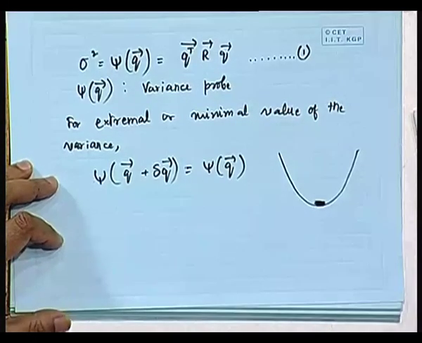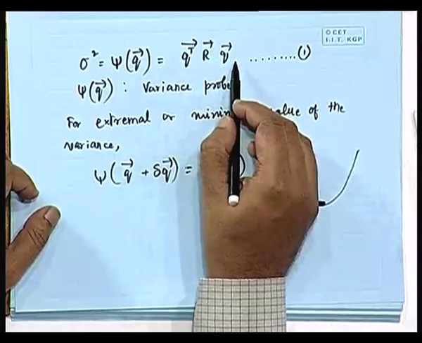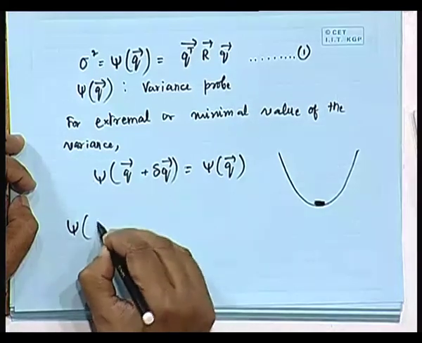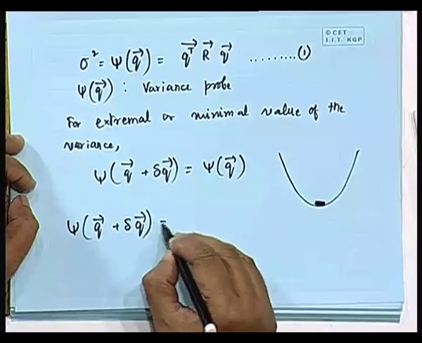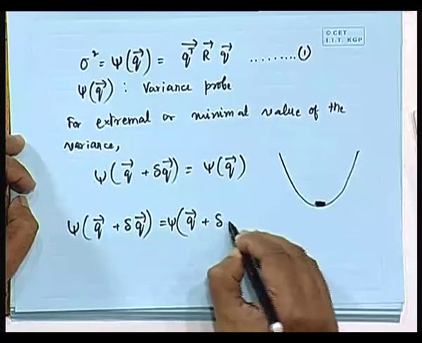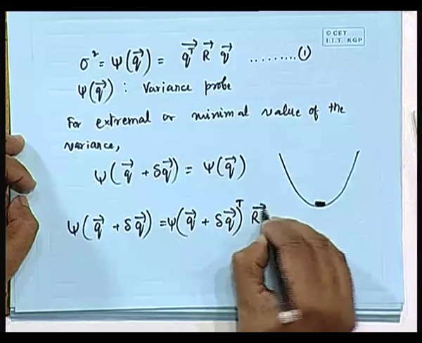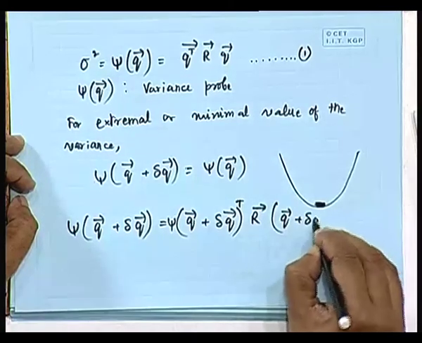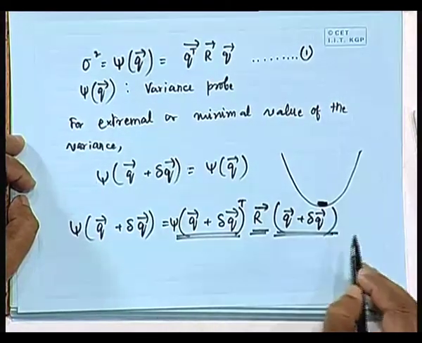the variance probe, what we have decided, is equal to Q transpose R Q, that is right. So Q transpose R Q, how do we write it down? If we write psi of Q plus delta Q, then this becomes equal to Q plus delta Q, transpose R, times Q plus delta Q.